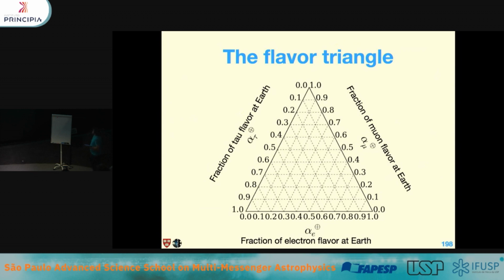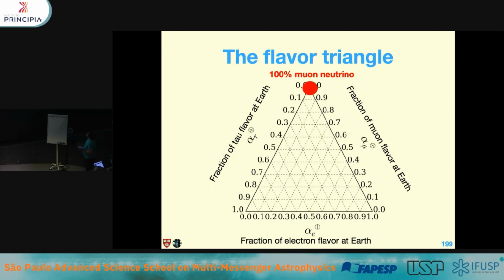So we like to talk about the flavor triangle when talking about flavor of high energy neutrinos. This tells you the proportions of different neutrinos at Earth. Let me spend a second on how to read it. Sorry, these numbers are really tight, so it's very confusing to read this, but 0 is here, 1 is here. So this is the fraction of electron at Earth. This is the fraction of muon at Earth. This is the fraction of tau at Earth.